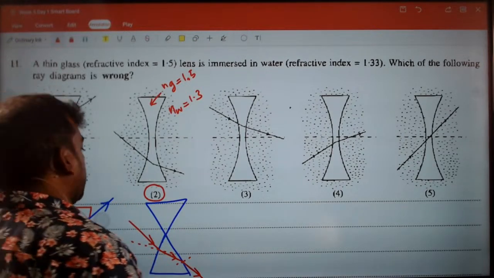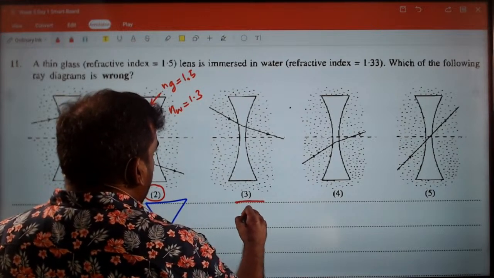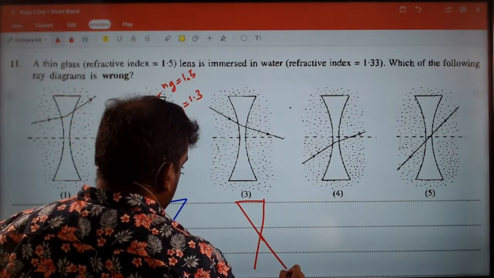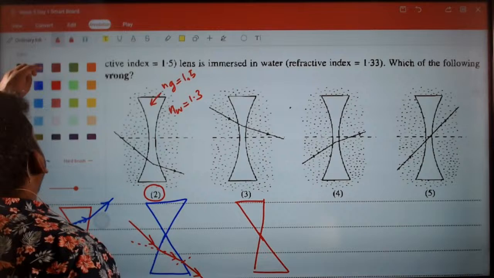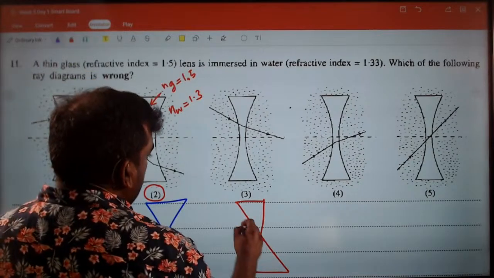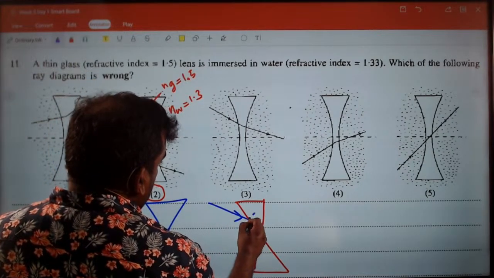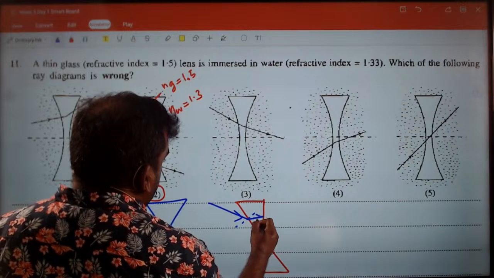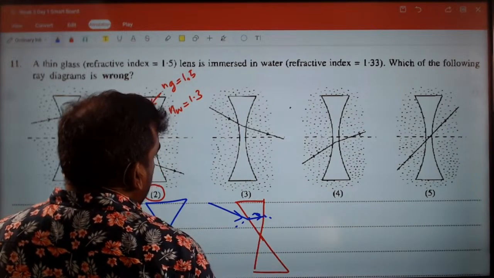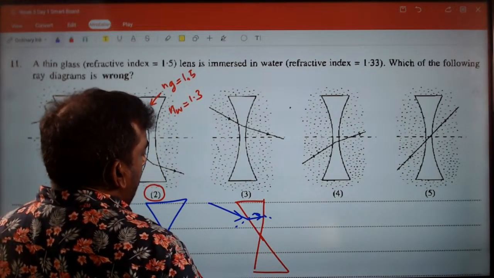Right. Look at this one carefully. Here, rarer to denser, towards the normal.